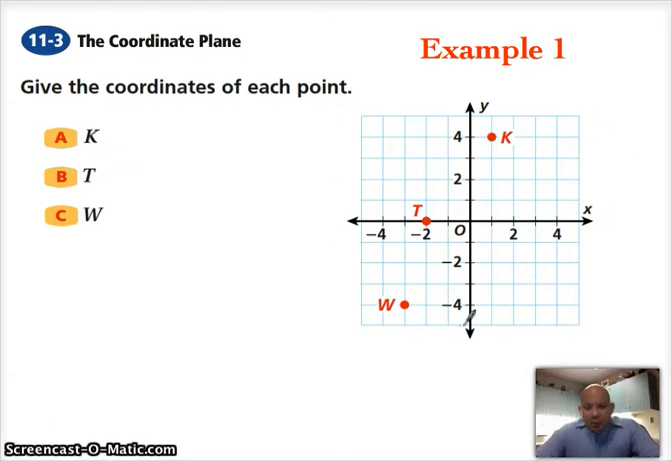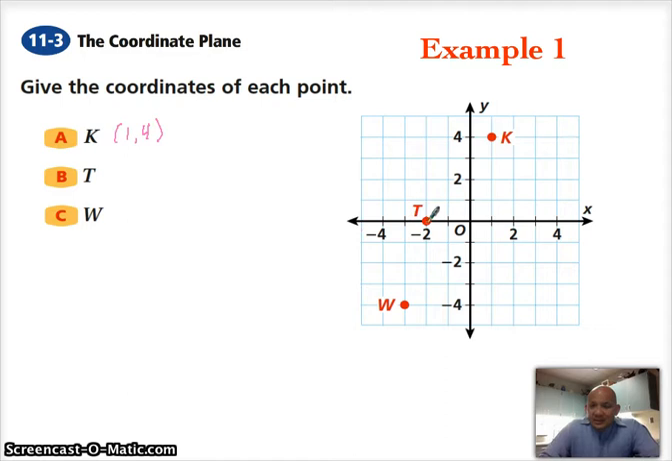Here we have a coordinate plane, a y-axis and an x-axis, and it asks us to give the coordinates of each point. For point K, we need to identify that location. We identify that location by first going to the x-axis, the horizontal axis. And it looks like we go from the origin to this first tick mark, which is 1. So 1 is represented as the first coordinate of the set of 2. We go over 1 and we go up 4. Notice that the 4 is on the y-axis. The y-axis coordinate is always the second coordinate that goes in this coordinate pair. The x-axis number is always the first. So this location here is 1, 4. Over 1, up 4.